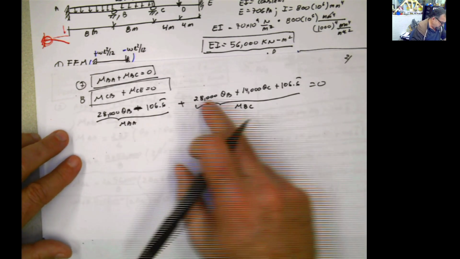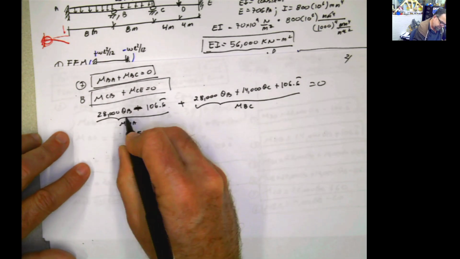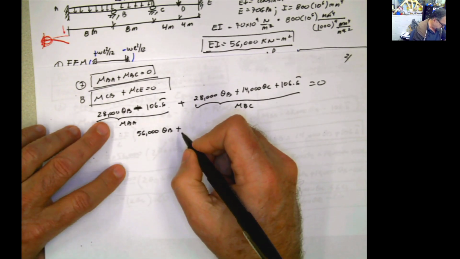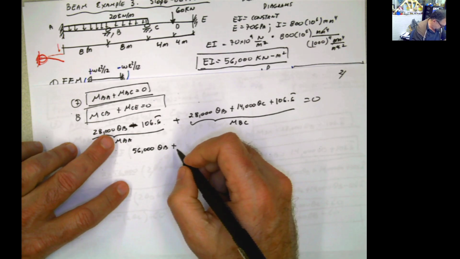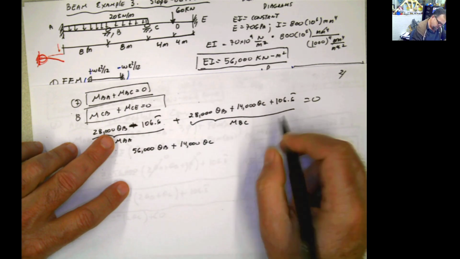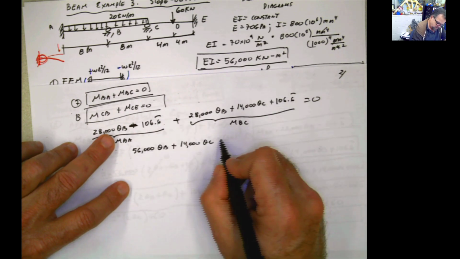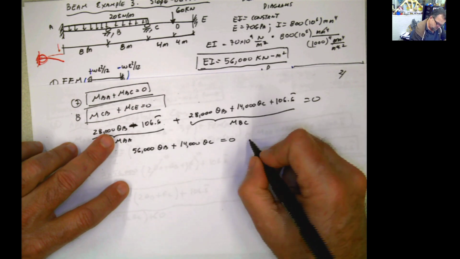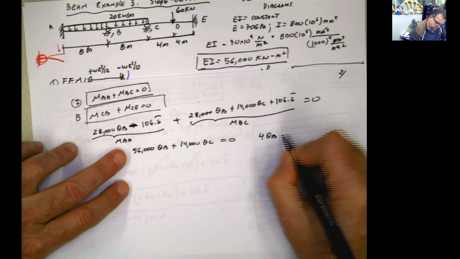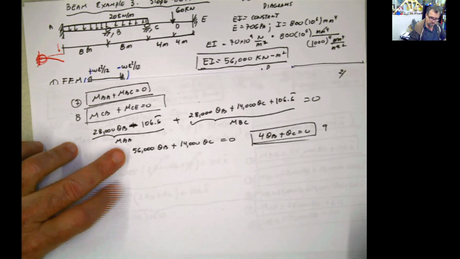So then we can combine this, and then you have 56,000 theta B plus 14,000 theta C, and this is negative plus positive equals 0. And if I divide this by 14,000, then I can get 4 times rotation at B plus rotation at C equals 0. You can call this equation 9 if you want to.